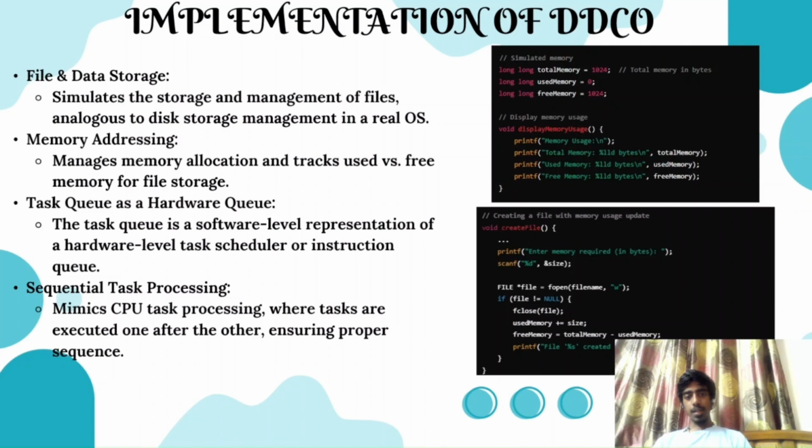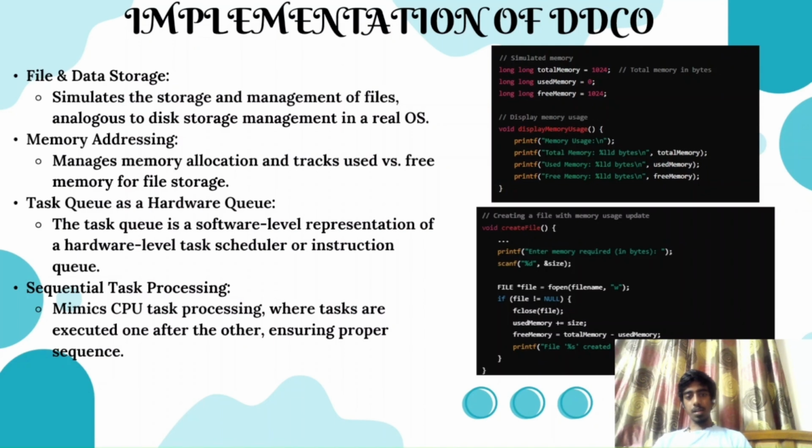And now we are creating a function called display memory usage. This function prints the current memory usage statistics to the console. It prints the header for the memory usage output, then prints the total memory, then the amount of memory currently in use, and the amount of free memory.